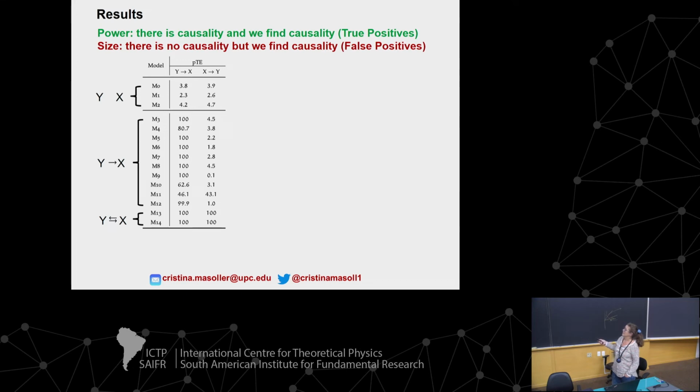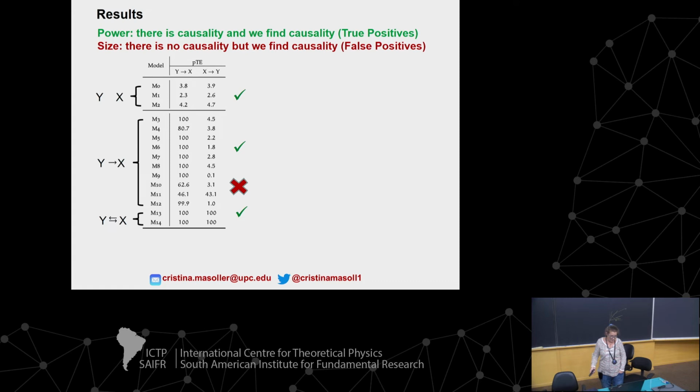And here, there is causality in the two directions, and we find it. But you can see here there are a lot of mistakes. These two models, here we don't detect the causality 100%. These are chaotic systems. The two models display chaos, and therefore our results are not good. They don't work in that case.